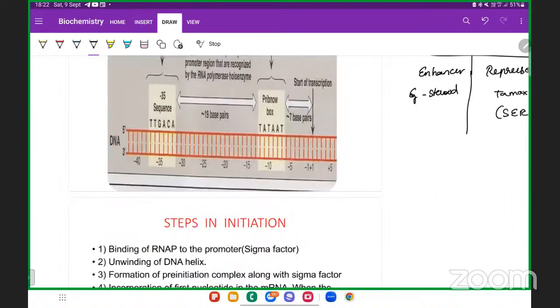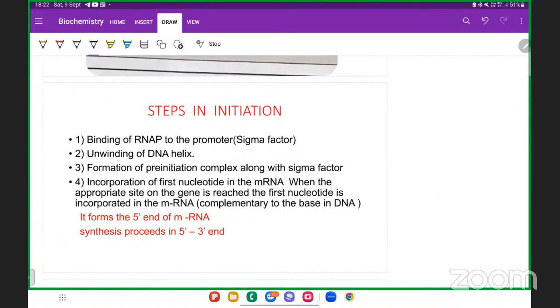So steps in initiation, remember your 4 steps. Number 1, it has to form a closed complex with the help of sigma factor. Number 2, it has to transition to an open complex. Number 3, abortive initiation. And number 4 is promoter escape. So the 4 points are clear. Then you have elongation, RNA polymerase activity, proofreading.